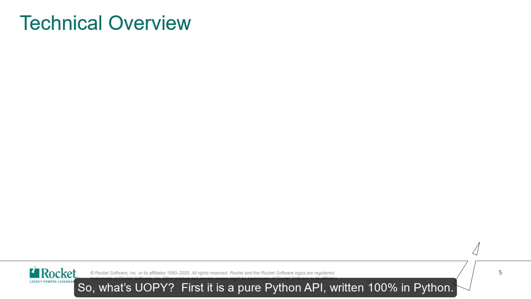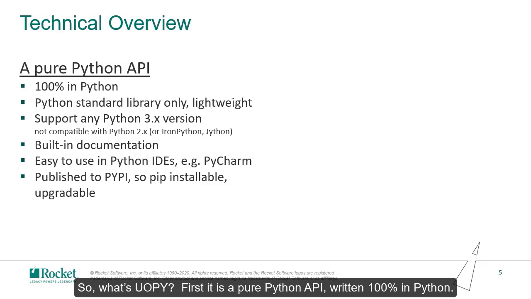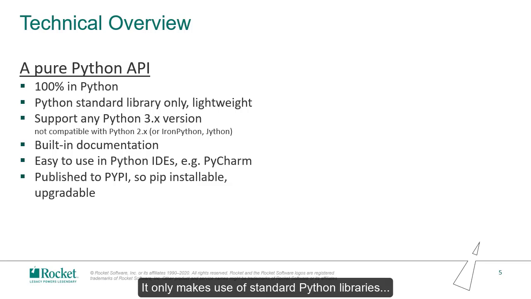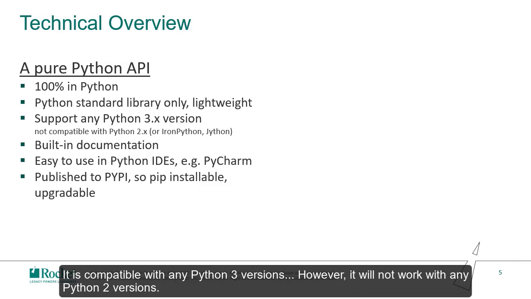So, what's UOPY? First, it is a pure Python API, written 100% in Python. It only makes use of standard Python libraries. Therefore, it is very lightweight and very portable. It is compatible with any Python 3 versions. However, it will not work with any Python 2 versions.